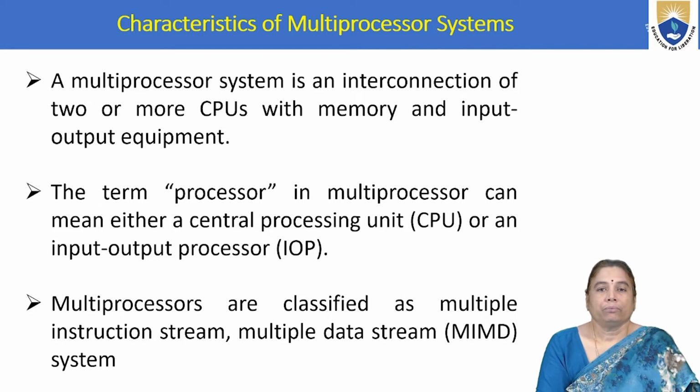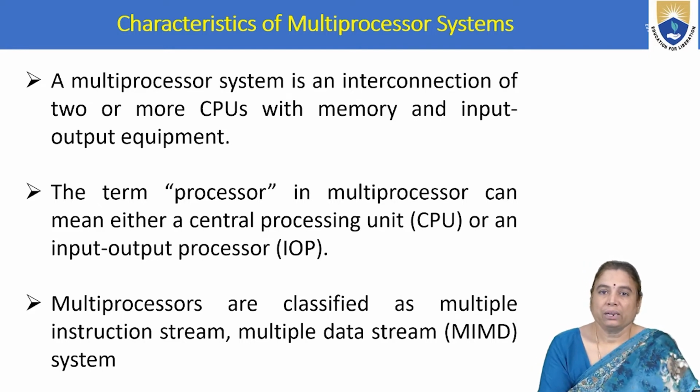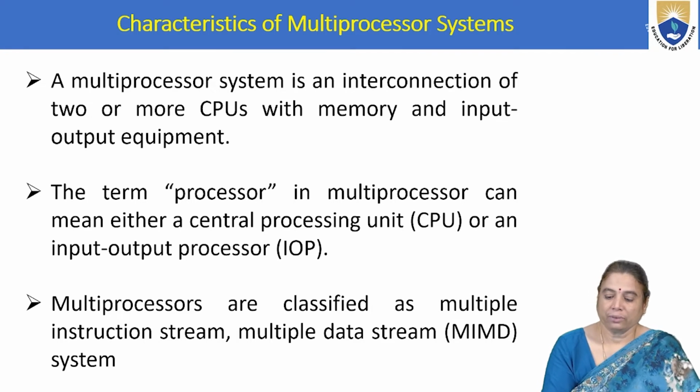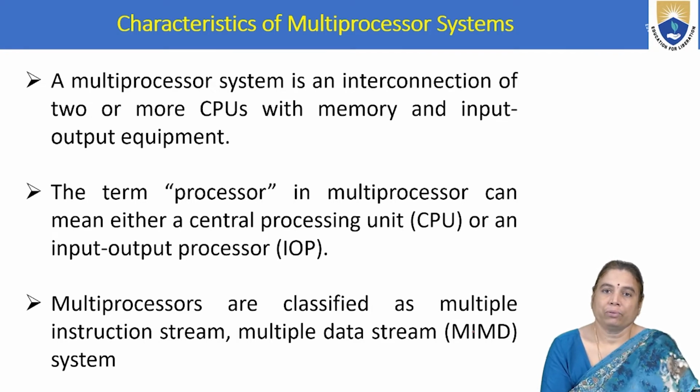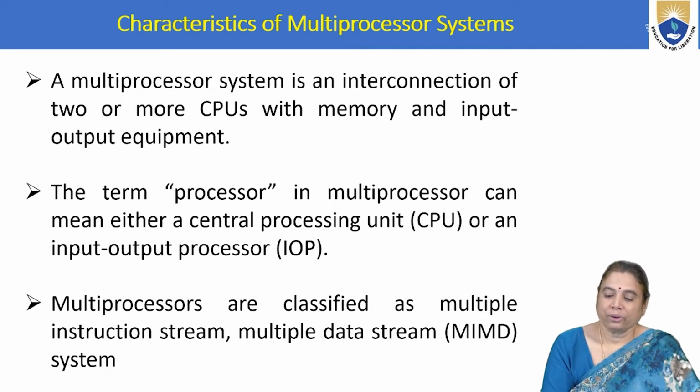Next, multiprocessors are classified as multiple instruction stream, multiple data stream systems. So Flynn's classification gives multiple instruction and multiple data stream as one type of parallel processing computer. If multiple instruction streams and multiple data streams are employed in a computer, that computer is referred to as MIMD architecture. Those systems can be multiprocessor systems.